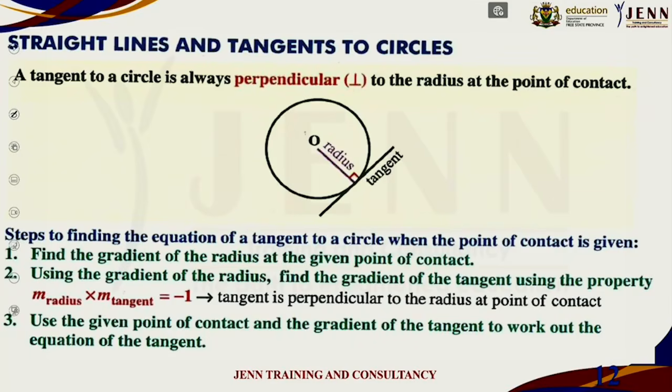What is a point of contact? Where they meet. Number 3, use the given point of contact and the gradient of the tangent to work out the equation of the tangent. Okay? Then let us continue.